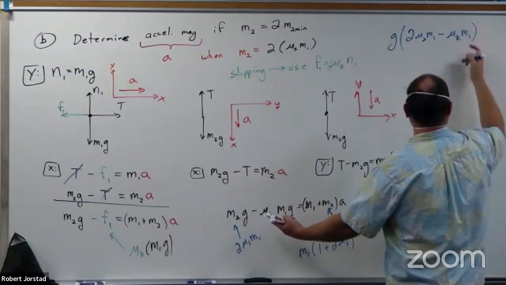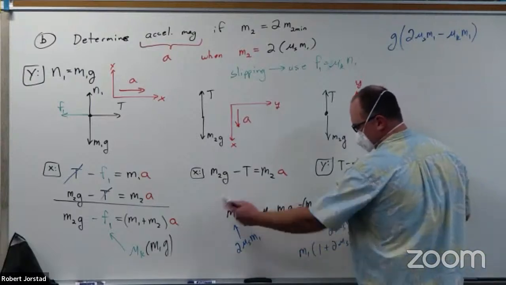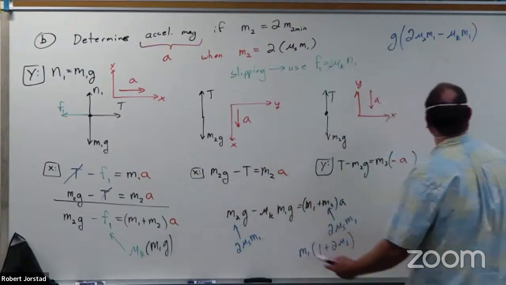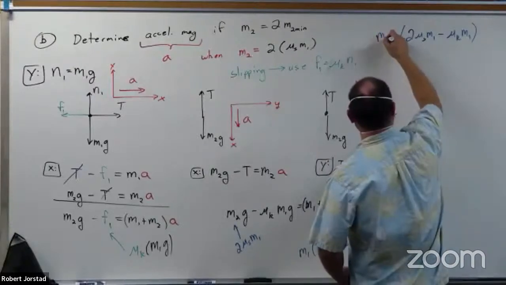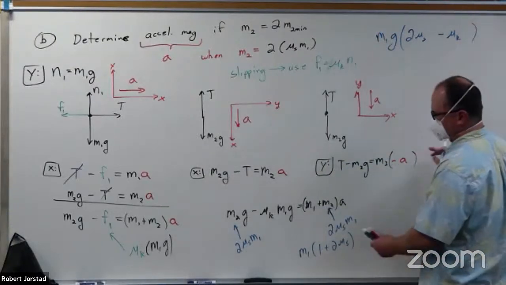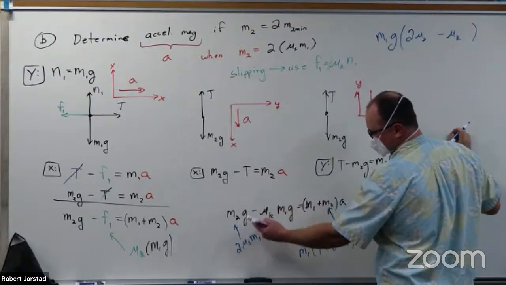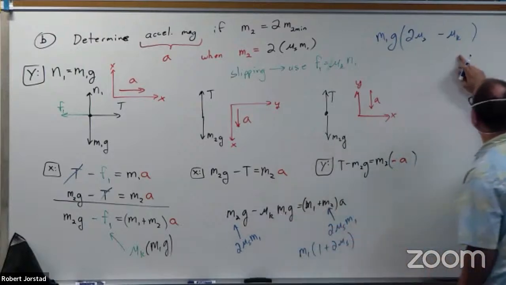Oh, I could have factored out an M1 as well. Do you see that? There's a G I pulled out. I guess I could pull out an M1 as well. I'm just factoring this side out. I pull out an M1G. I'm left with 2 mu static minus mu kinetic.